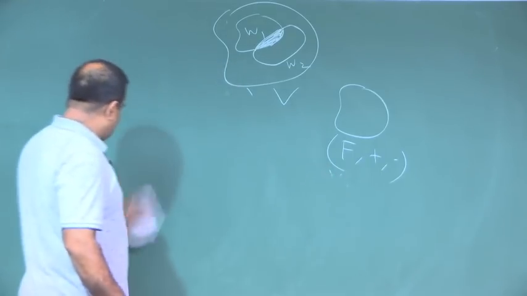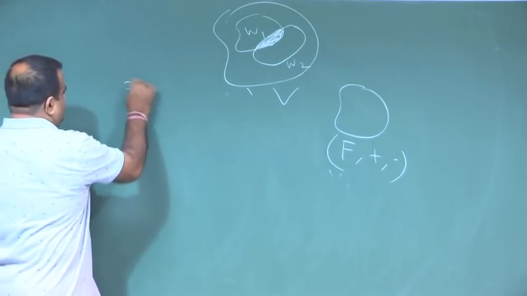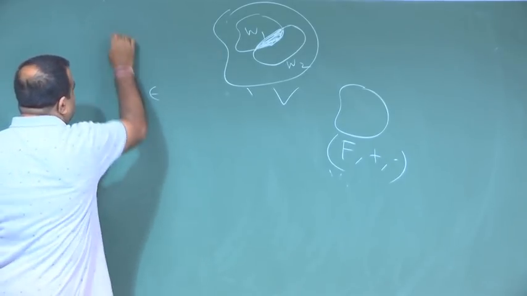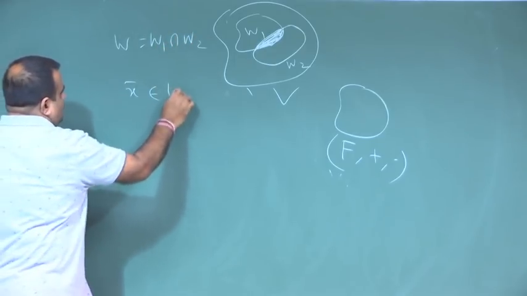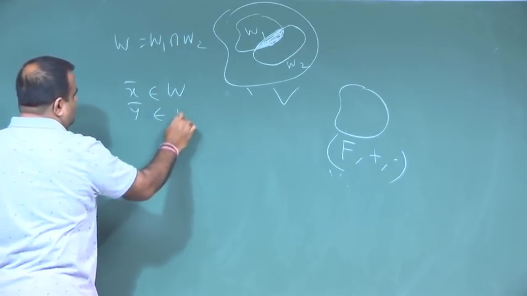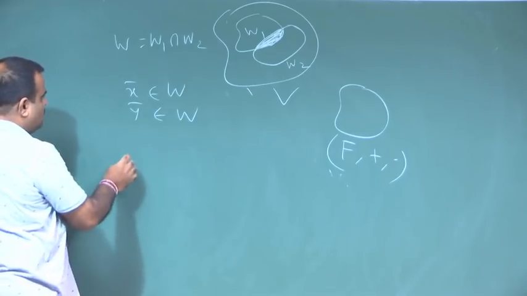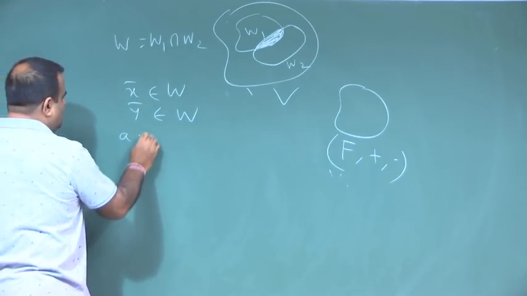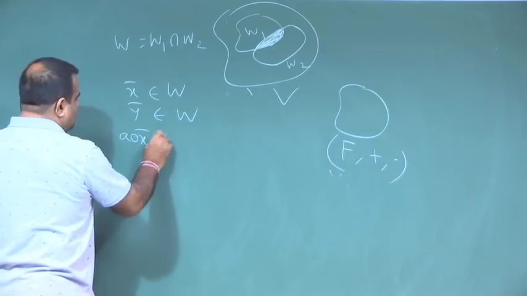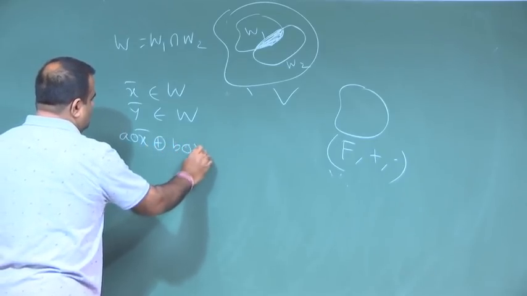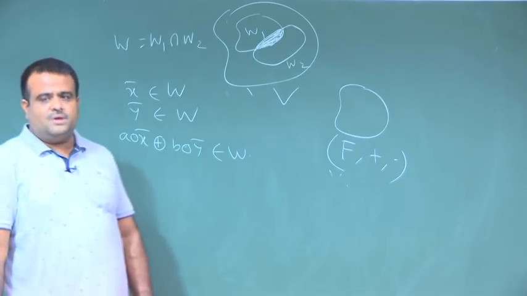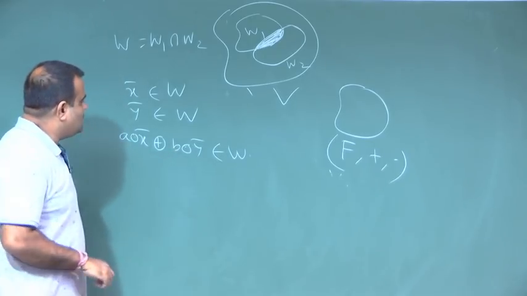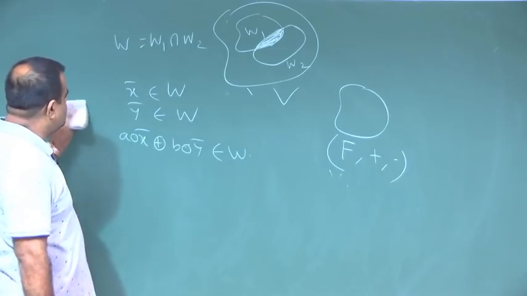So, the theorem is telling us that if you take x from W, where W is basically W1 intersection W2, and if you take y from W, then we have to show that ax + by also belongs to W for all x, y and for all a, b. Then that theorem will tell us this is a subspace.